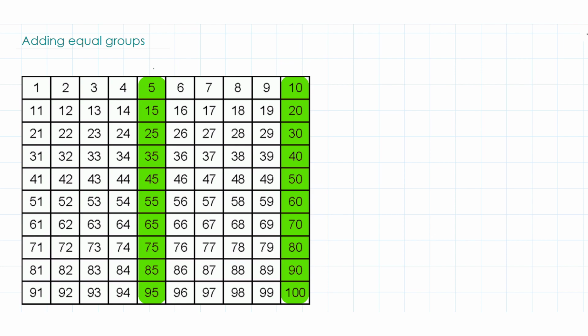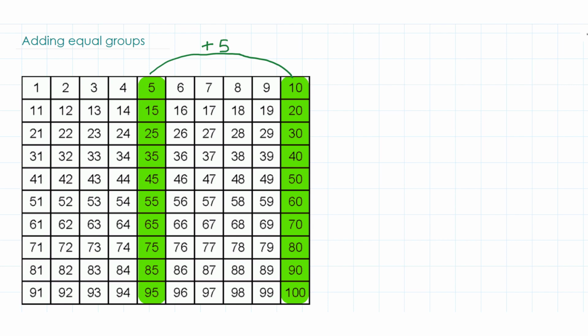And again, what were you doing there? Yes, we were counting in fives. We were counting forward in fives, and that's exactly the same as adding 5. Exactly the same. Counting forward by a certain amount and adding that amount, they're the same thing. So 5 plus 5 is equal to 10, and 10 plus 5 is equal to 15, and 15 plus 5 is equal to 20.